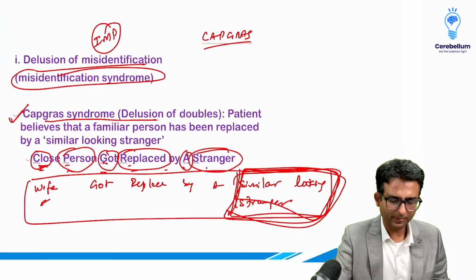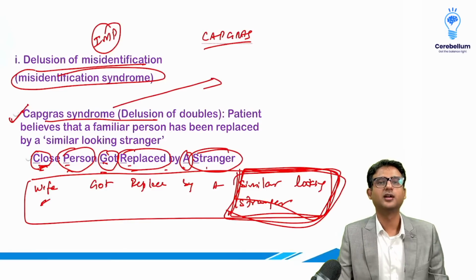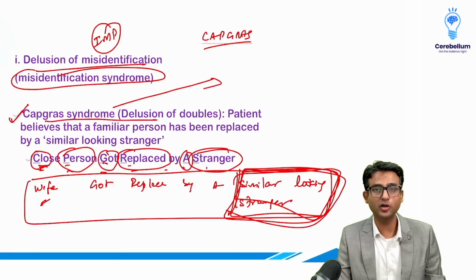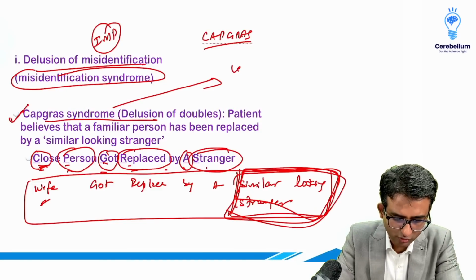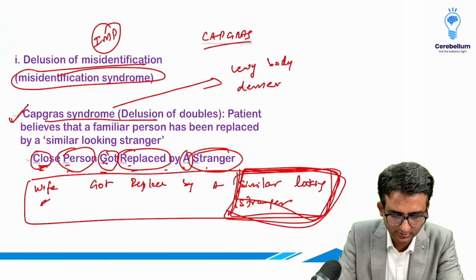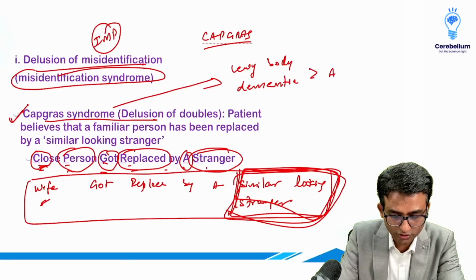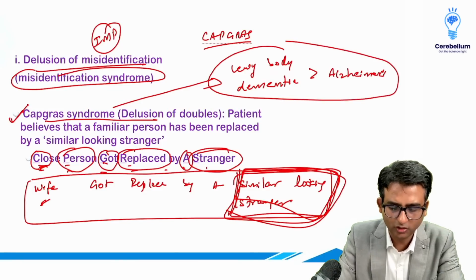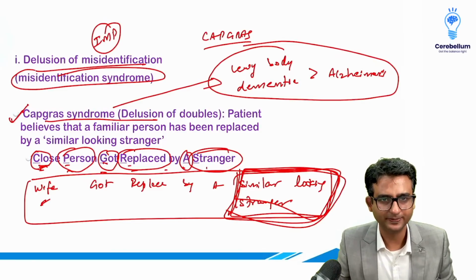ठीक है. अब आपके एग्जाम में क्वेश्चन आया था लास्ट ईयर, in which dementia Capgras syndrome is most commonly seen. So it is most commonly seen in Lewy body dementia. It can also be seen in Alzheimer's, but more commonly seen in Lewy body dementia. ठीक है.